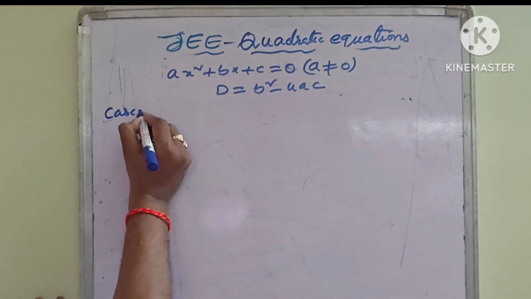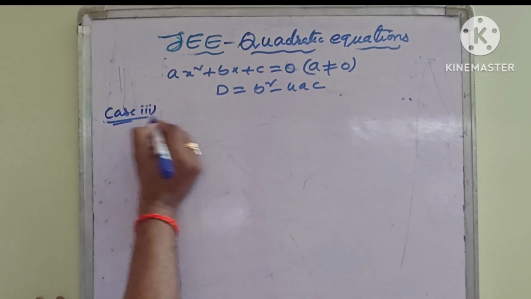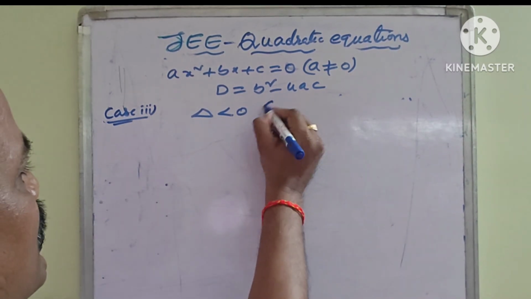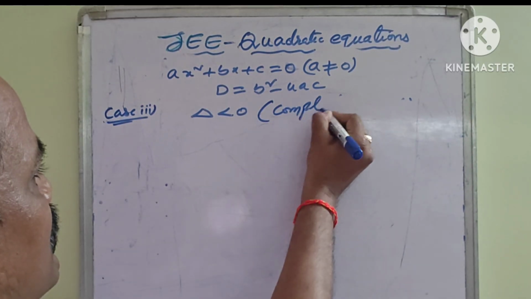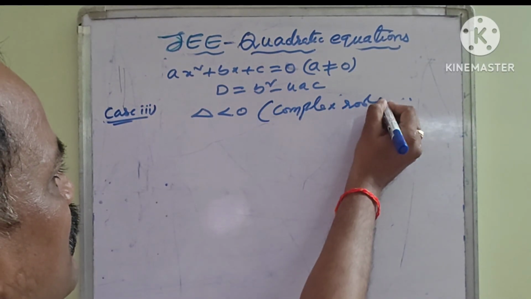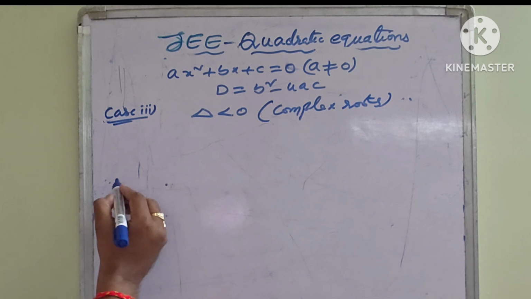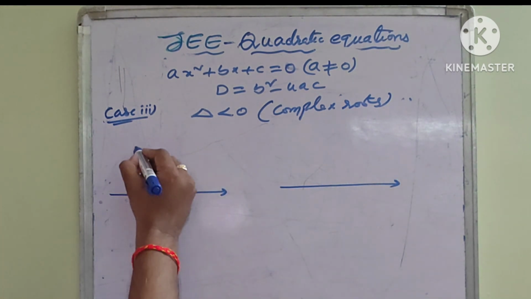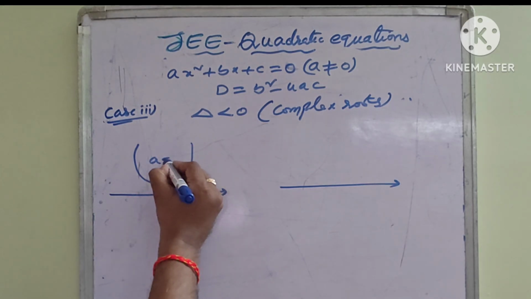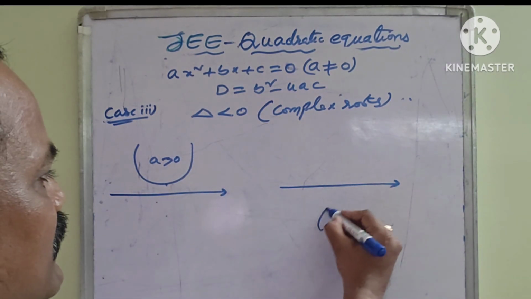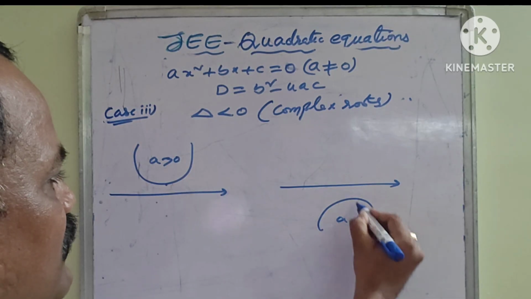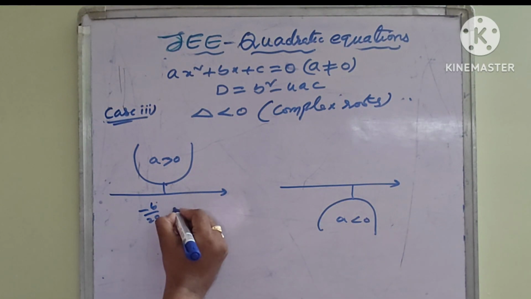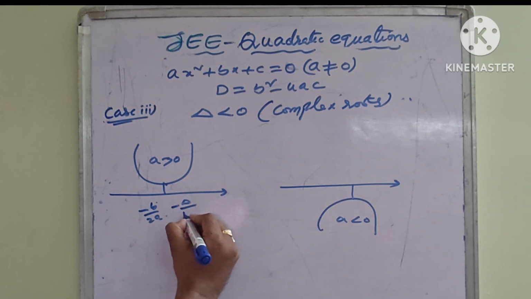Now case 3, delta less than 0. So D is less than 0. This is the complex roots. Here, this is the x-axis. If a is greater than 0, or a less than 0, this is the vertex: minus b by 2a, minus D by 4a.